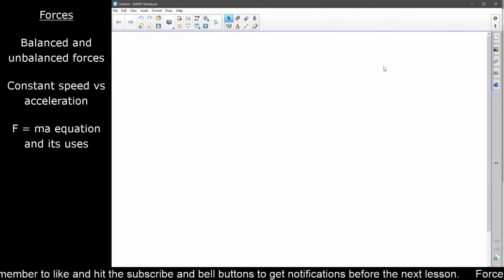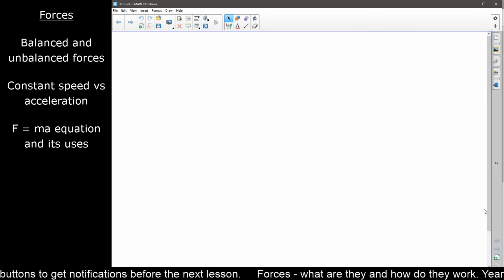It's Wednesday night and it's physics night. We are starting with forces this evening. We have balanced and unbalanced forces, and we're going to look at Newton's second law, F equals ma, the mathematical treatment of it. So let's get started because there's a lot to go on in this.